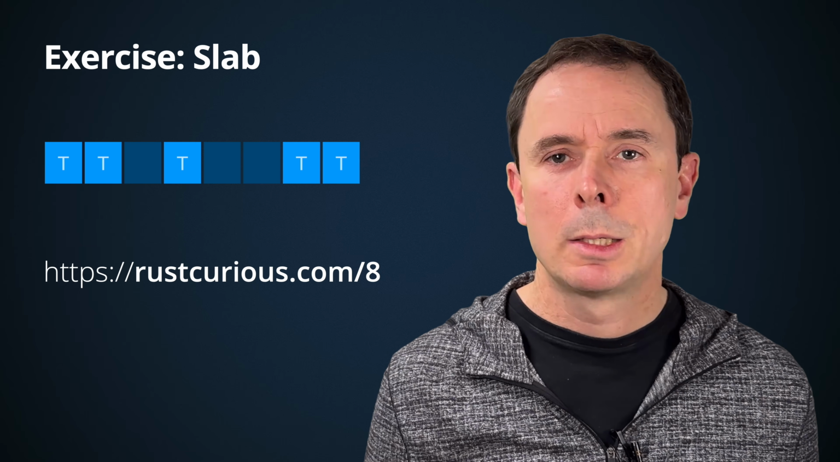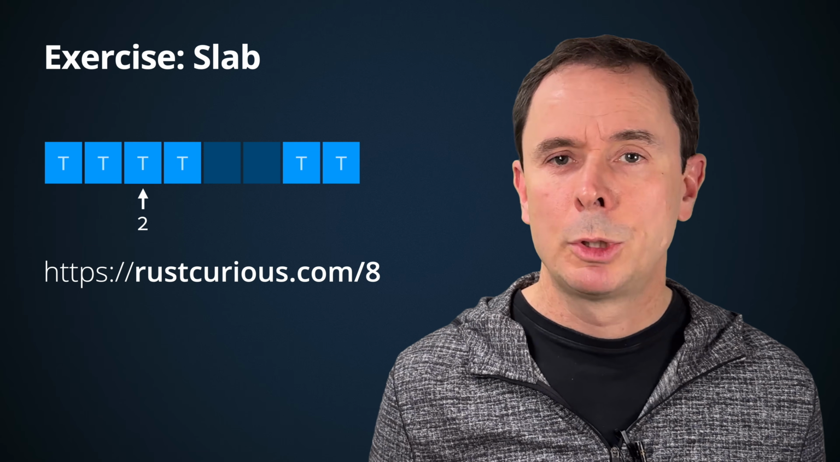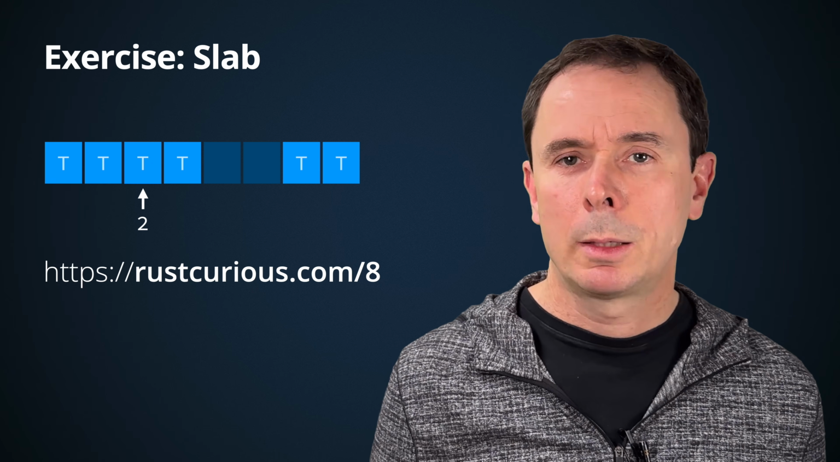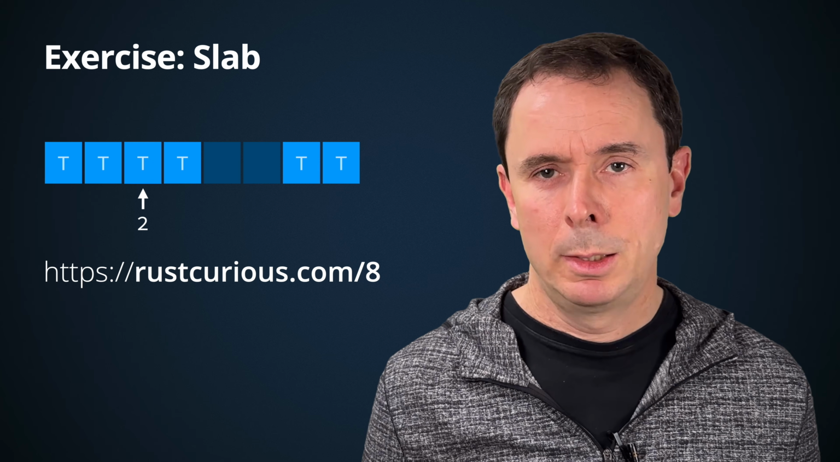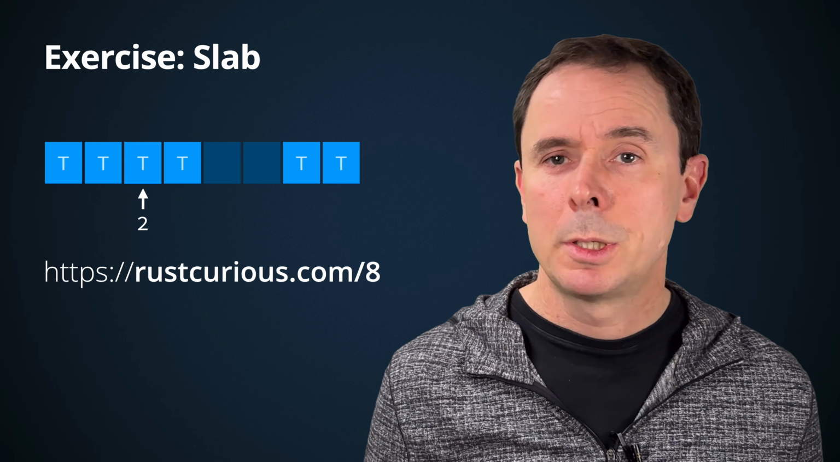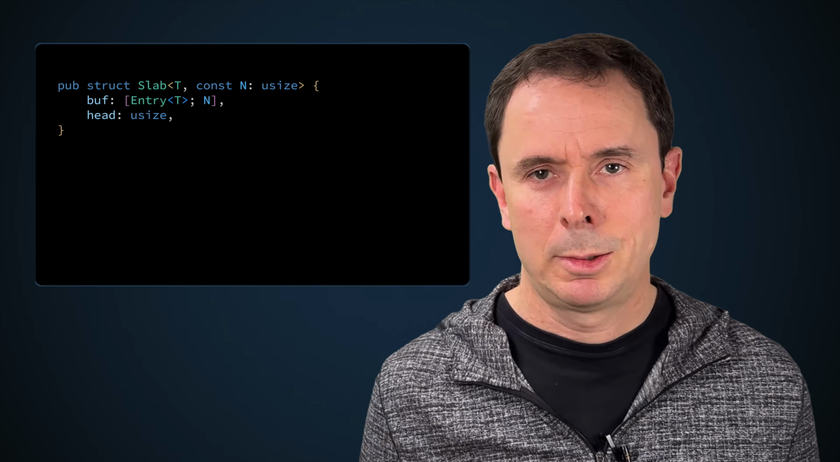The slab maintains a list of the vacant entries, so when you insert an item, the slab chooses where to put it, and it gives you back the index of the new item in the slab. Then you can access the item by its index. The type definitions are provided, and your job is to fill out the method bodies so the unit test passes.